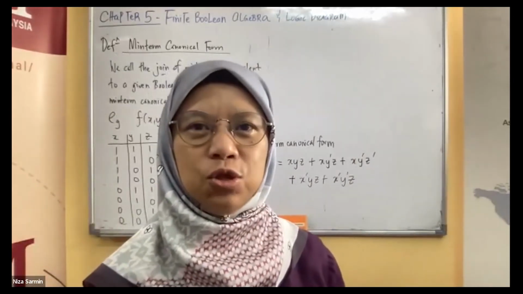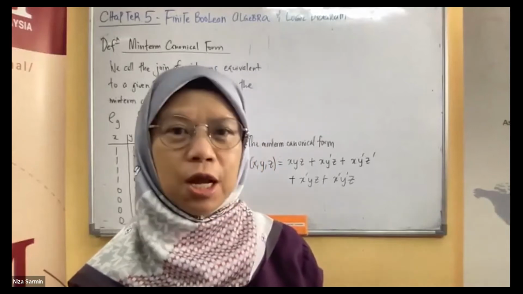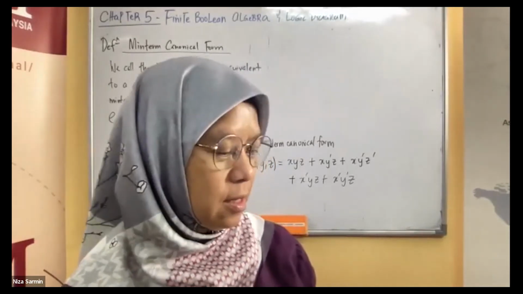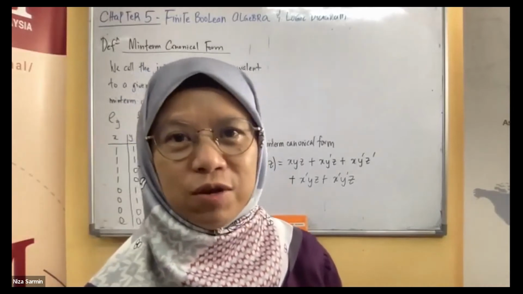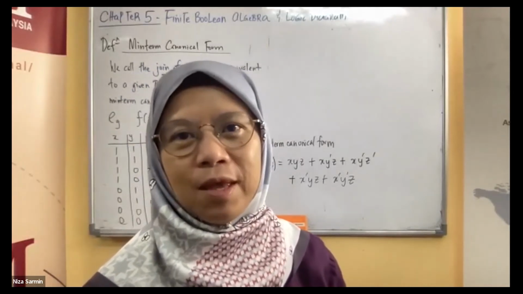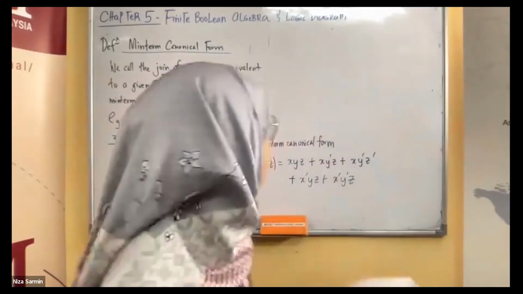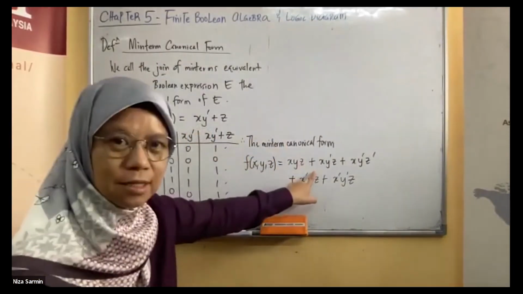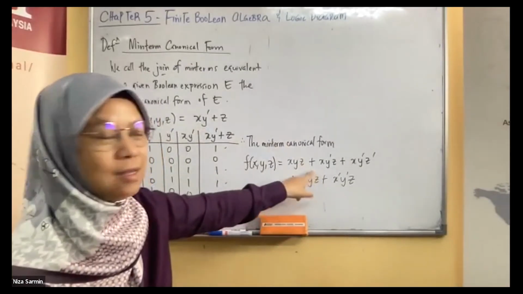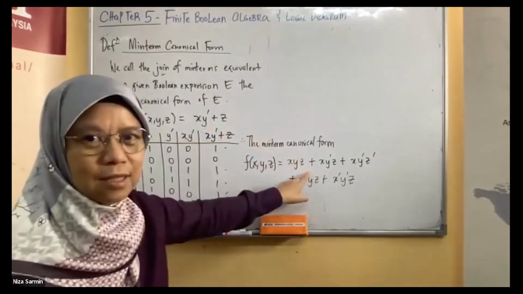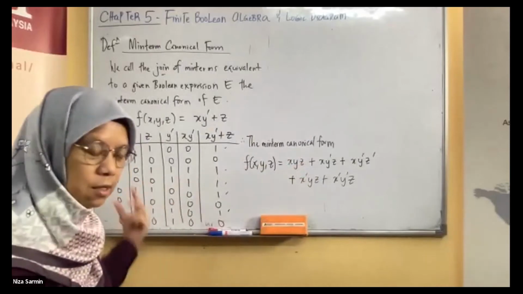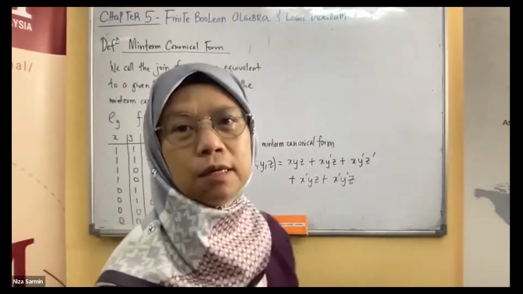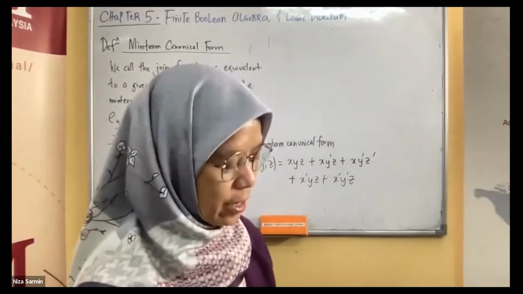Now, equivalent. How do we say two Boolean expressions are equivalent? They are equivalent provided their corresponding Boolean functions are the same. Okay? Meaning, just now, this and this, they are equivalent, right? They even have the same truth table. All right, okay.